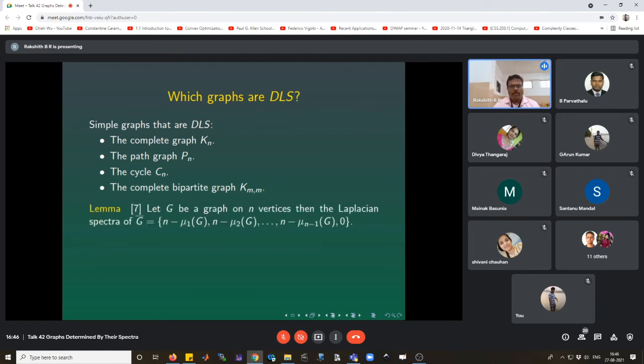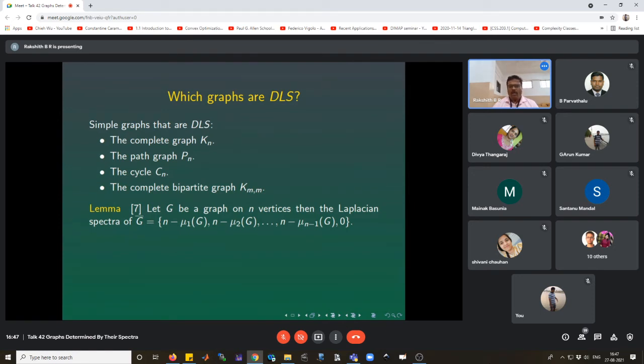Now, one of the very important and very useful landmarks in this study is the following. If you know the Laplacian spectrum of a graph G, then using that you can also determine the Laplacian spectrum of its complement. This follows from the fact that the Laplacian matrix is regular and the all-ones vector is an eigenvector, and using that you can easily prove this lemma.